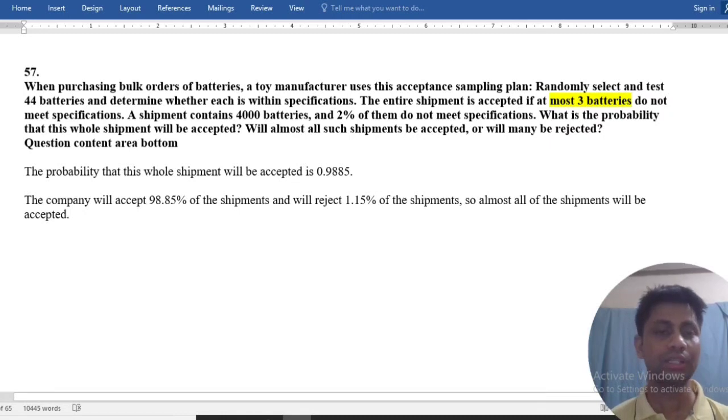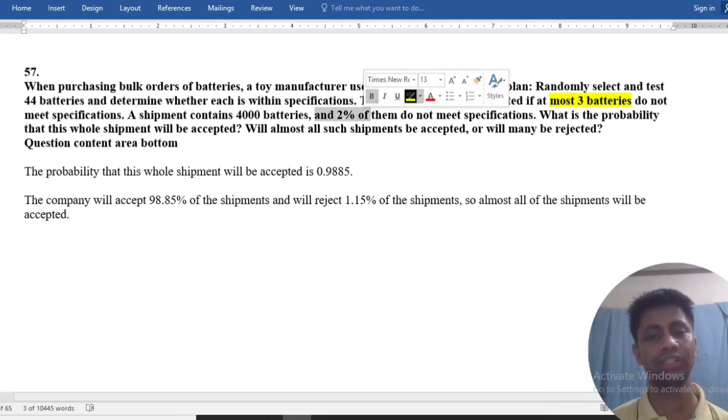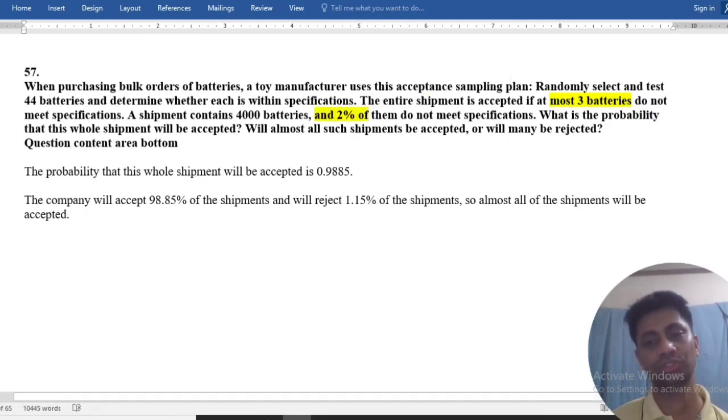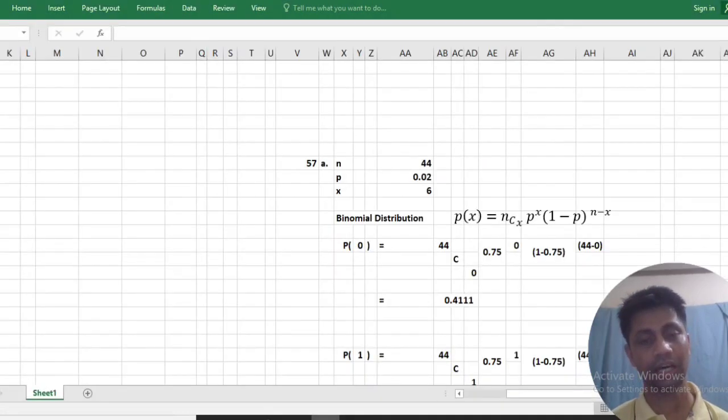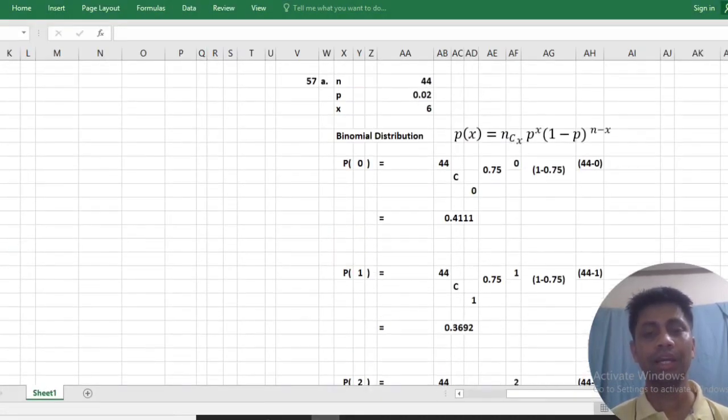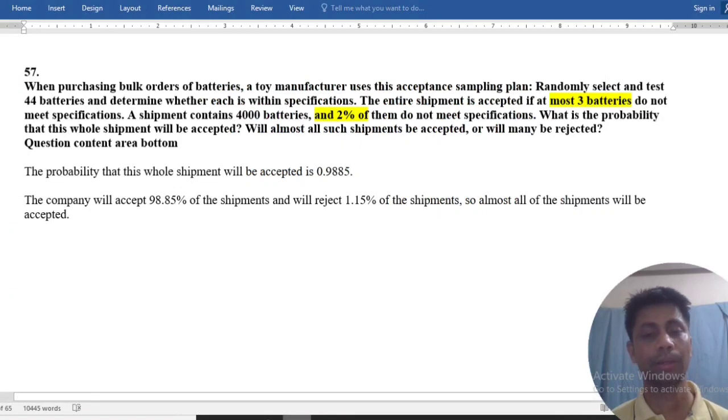So, a shipment contains 4,000 batteries and 2% of them do not meet specifications. What's the probability that the whole shipment will be accepted? The probability that the whole shipment will be accepted is this. Here, n is equal to 44, p is equal to 0.02, and x is equal to 6.